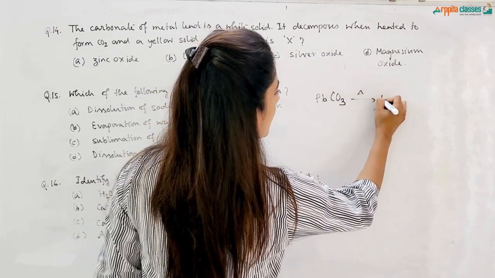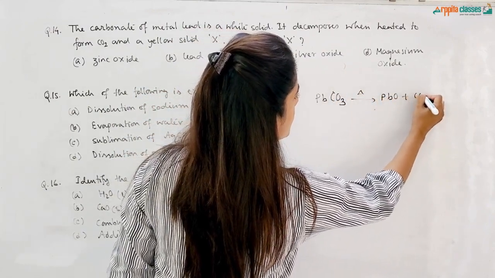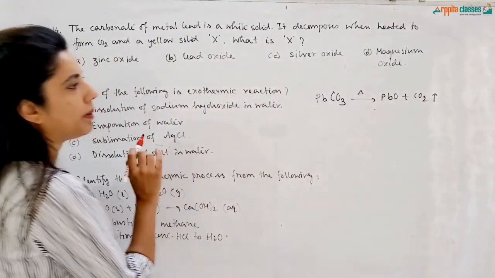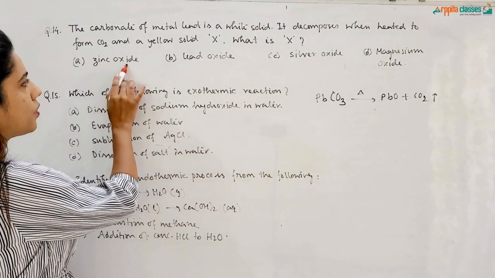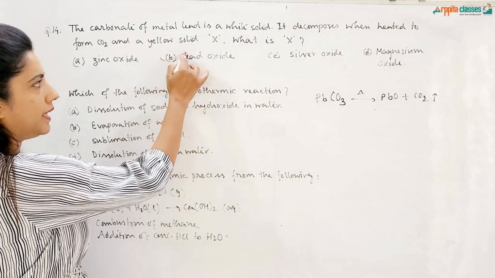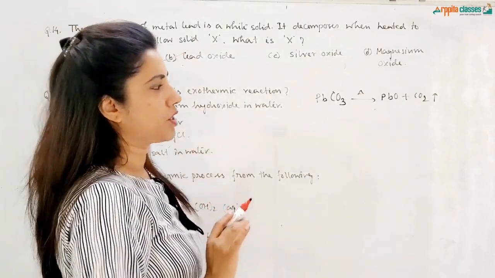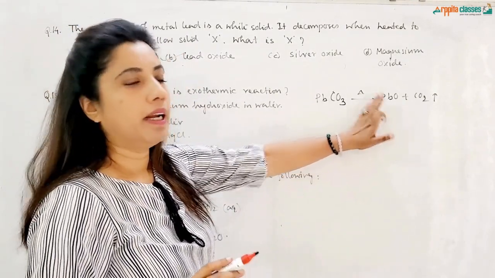Which when heated, you get PbO plus CO2. So we get PbO plus CO2. Here the options are zinc oxide, no. Lead oxide, yes. Silver oxide, no. Magnesium oxide, no. So the proper answer will be lead oxide.